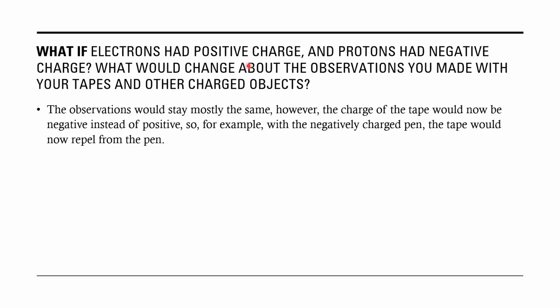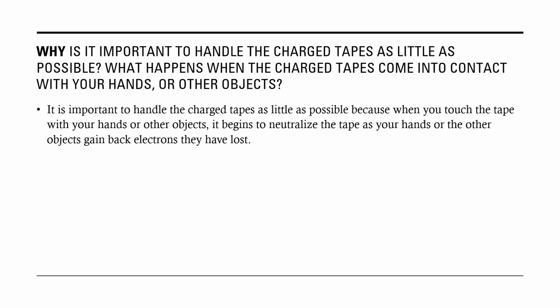So what if the electrons had a positive charge and the protons had a negative charge? What would change about the observations you made with your tapes and other charged objects? The observations would stay mostly the same. However, the charge of the tape would now be negative instead of positive. So for example, with the negatively charged pen, the tape would now repel from the pen.